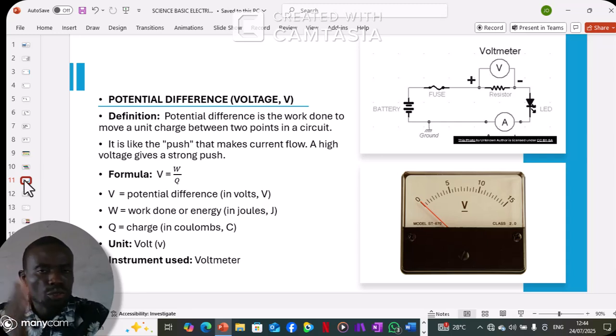And if the motion is high, if the flow is high, if the rate of flow is high, then the current is also high. If the rate of flow is low, the current is low.